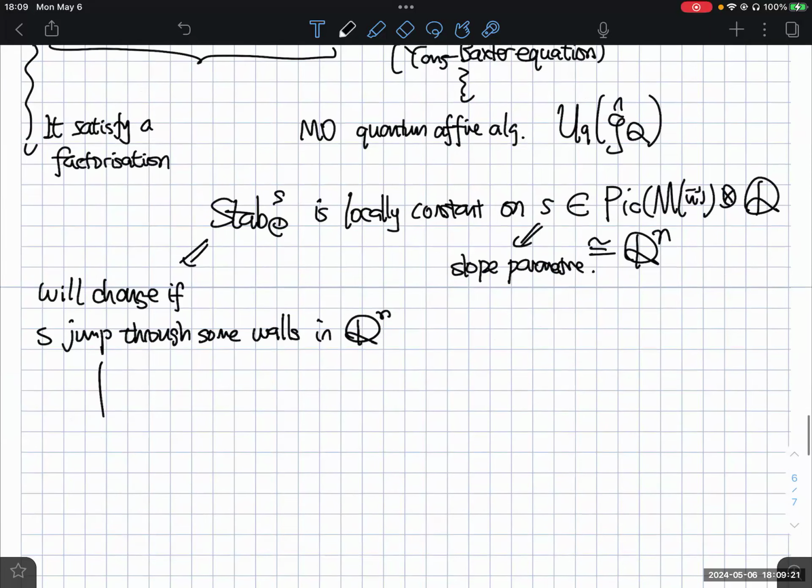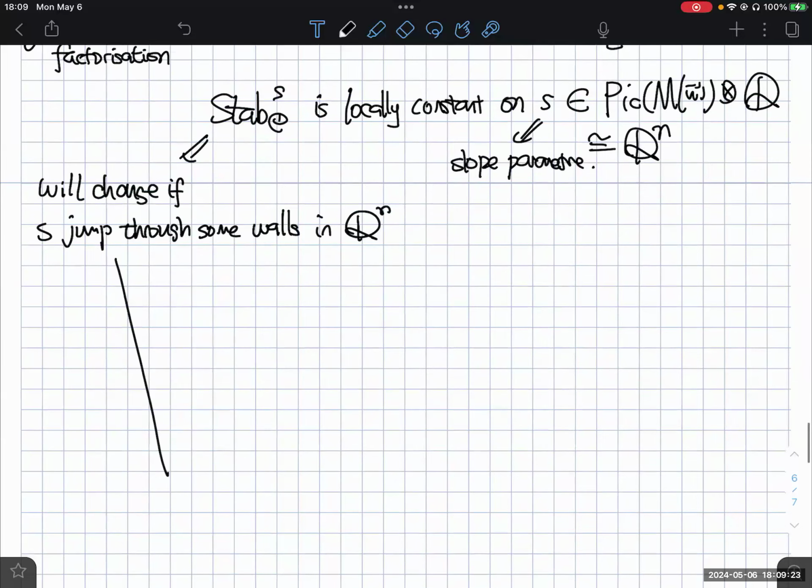So for example, if I have a stable envelope on this point S, and I go across this wall, I take this wall as W, I go across this wall to some new place like S prime. In this case, the stable envelope will change. And we can also define an R matrix with respect to these two different slope parameters. It is defined as the following.